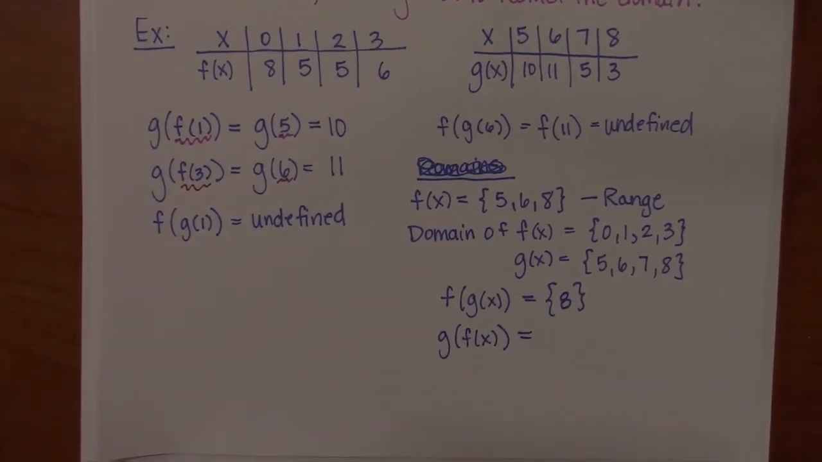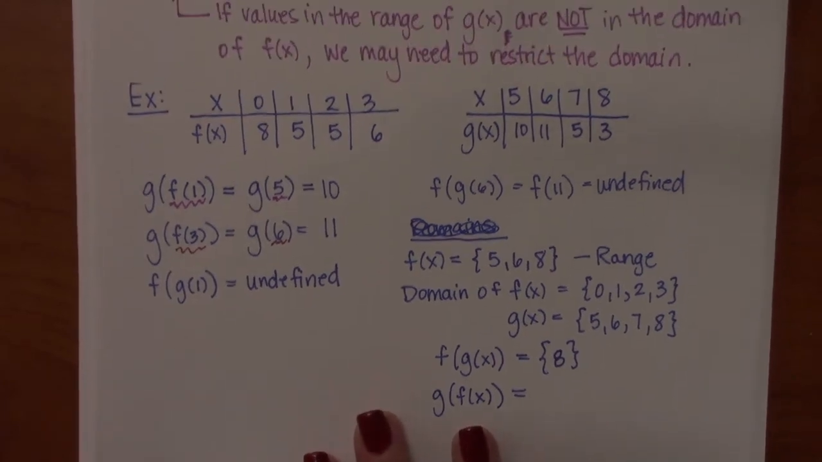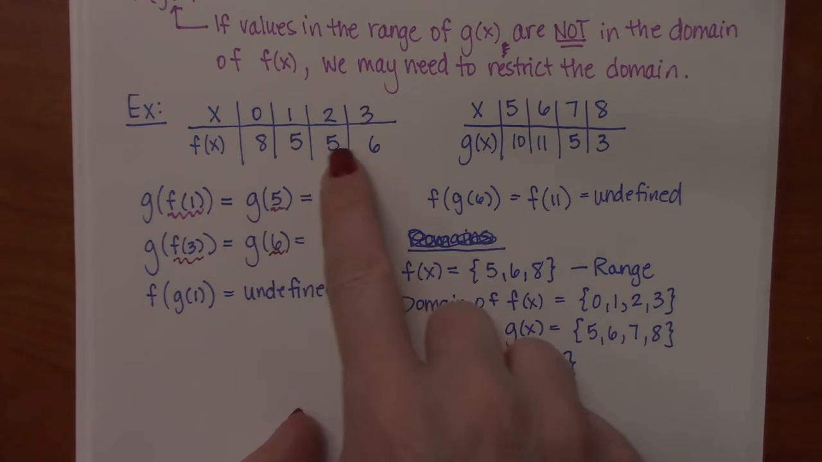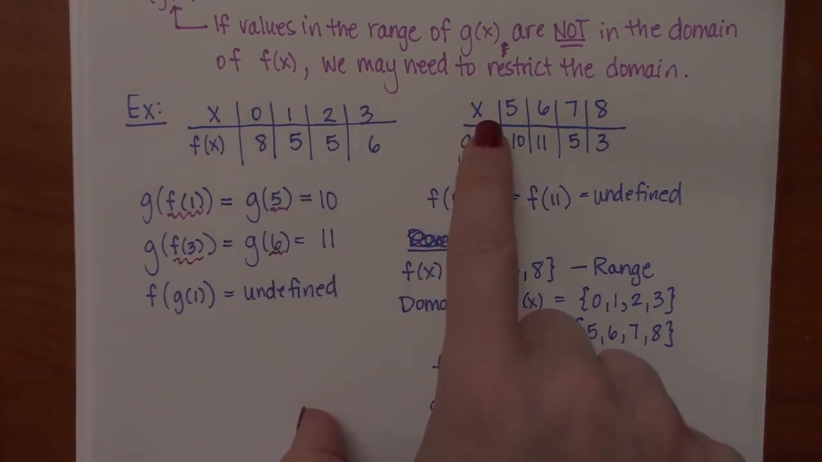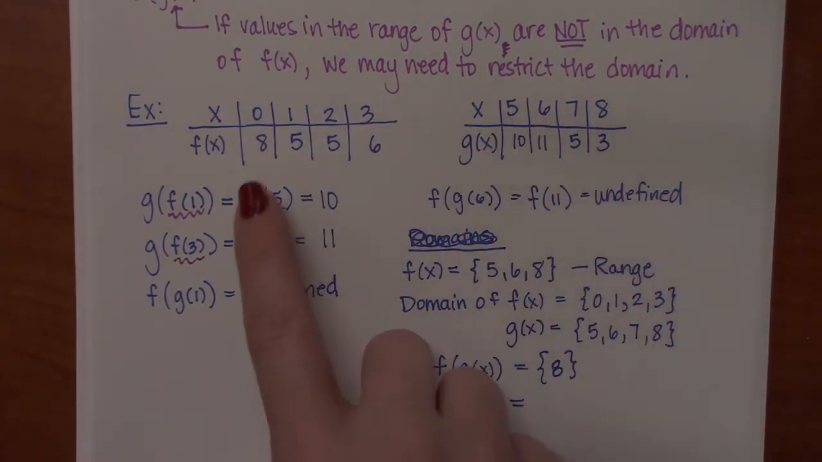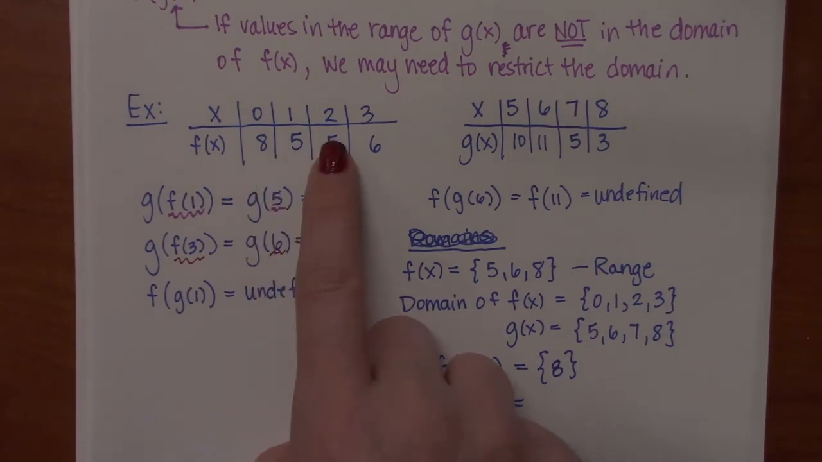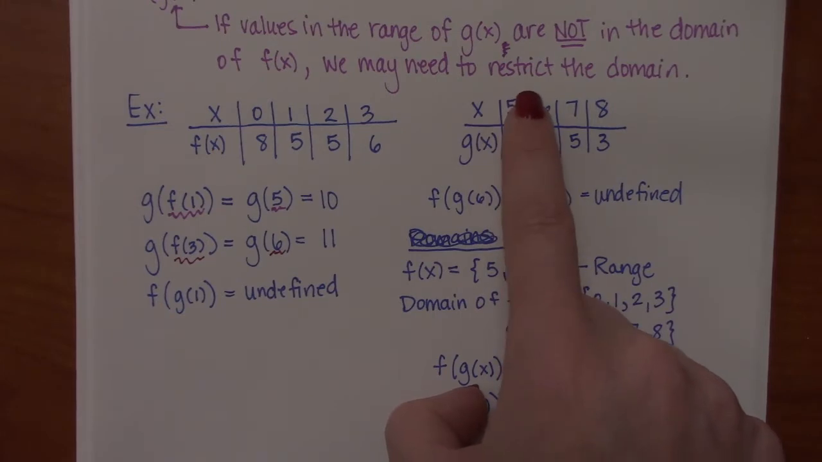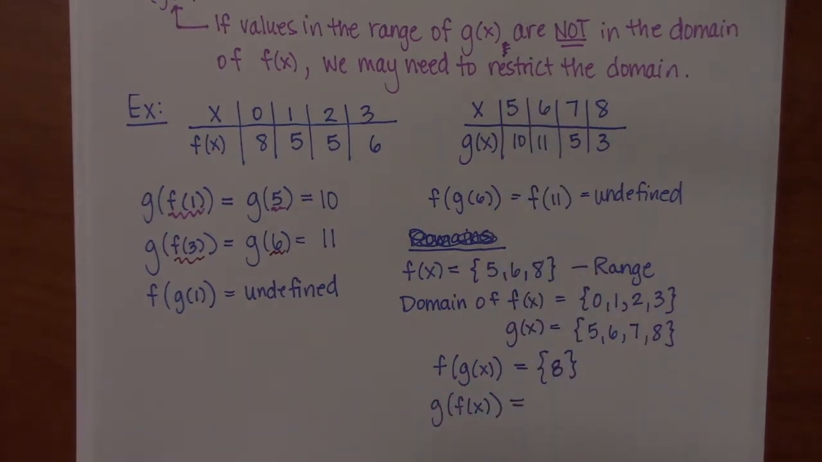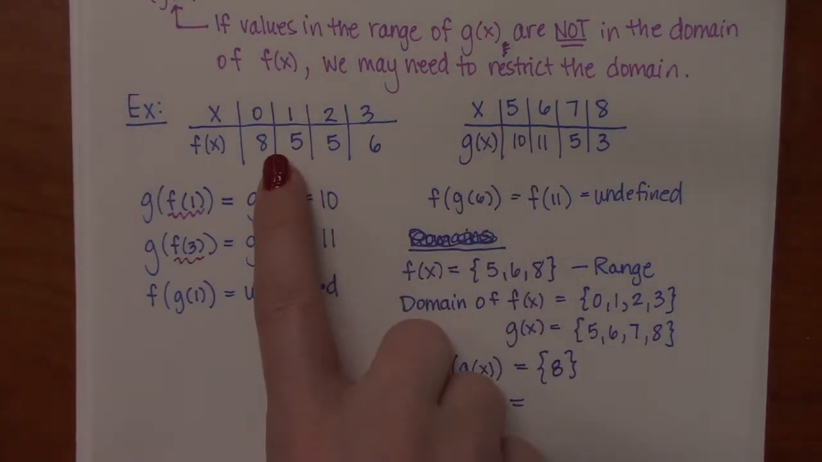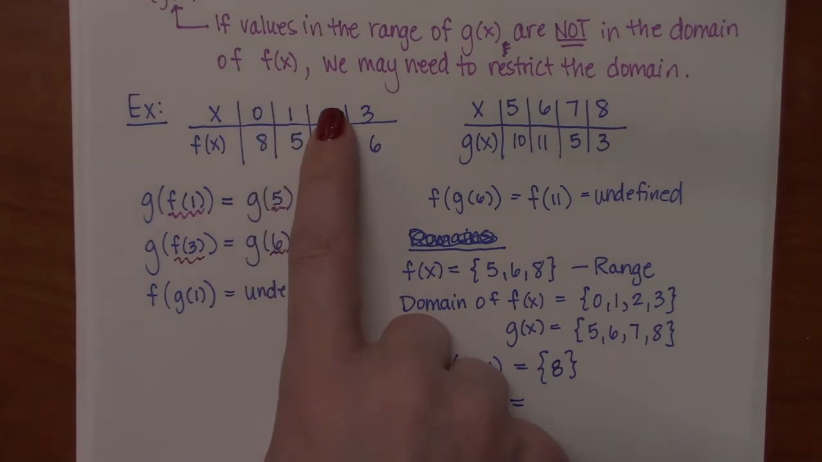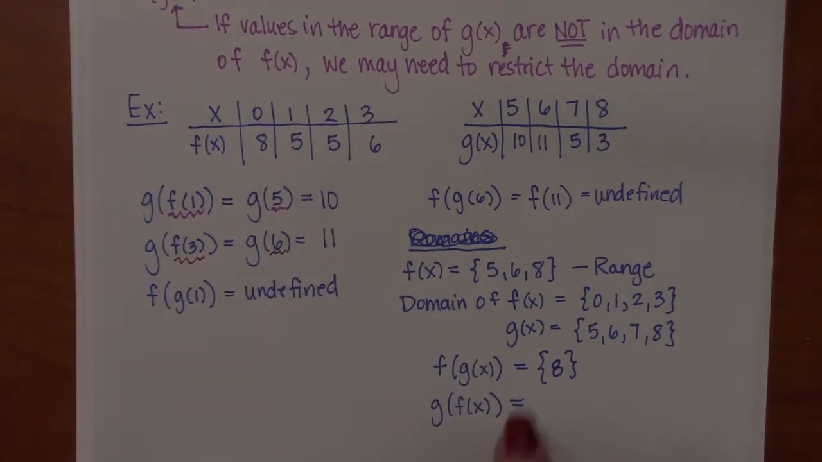So for g of f of x, we're going to do the same process now, except now the inside function is f of x, so I'm going to scan the range and see which values work over here. So we have an 8, a 5, and a 6, and we have an 8, a 5, and a 6. So all 3 of those values are going to work out. And so I need to grab the corresponding x values. So that means 0, 1, 2, and 3 can all be plugged into here.